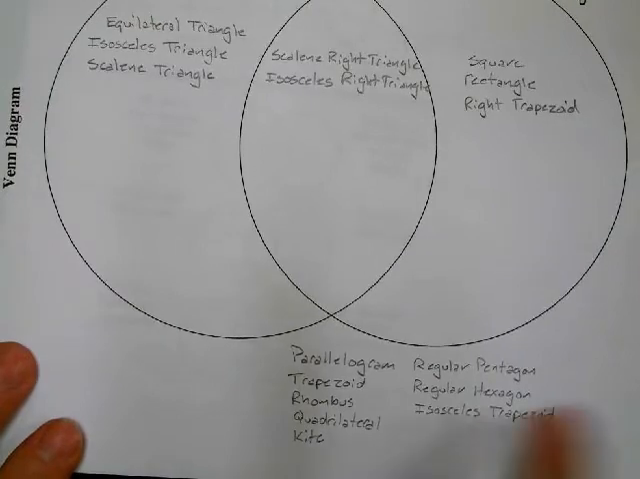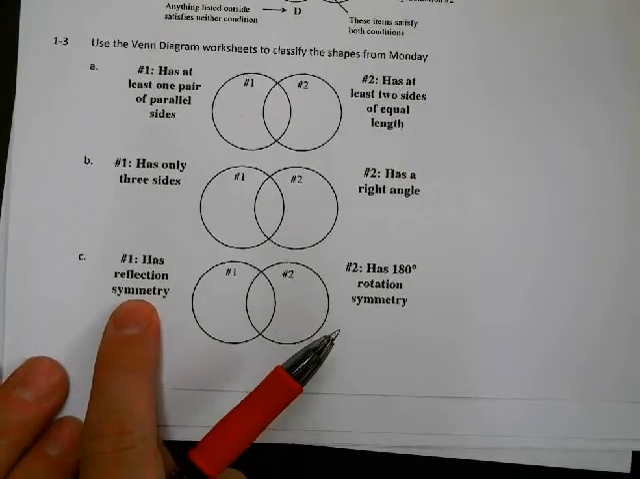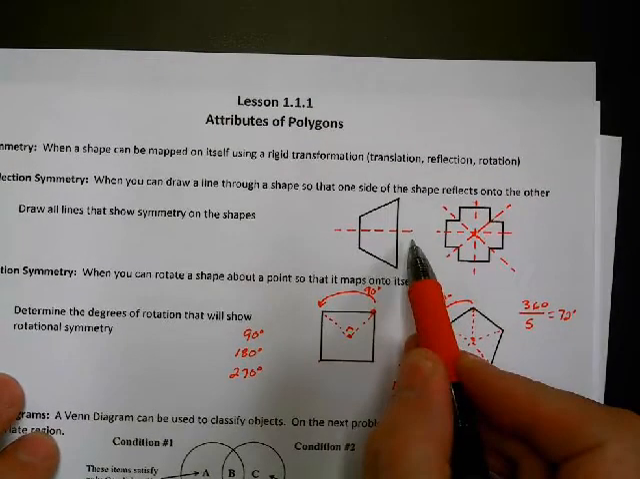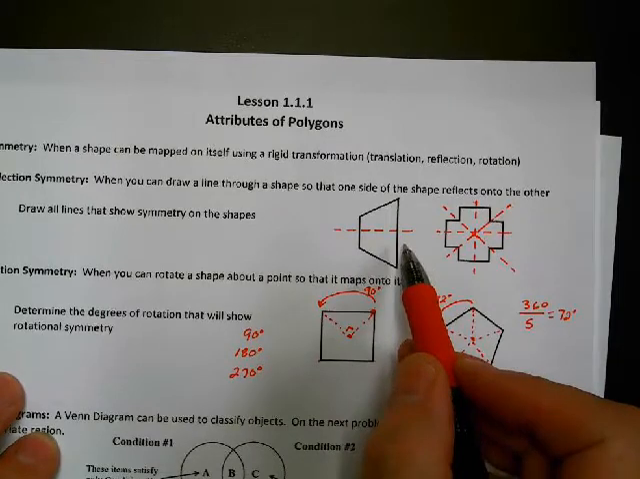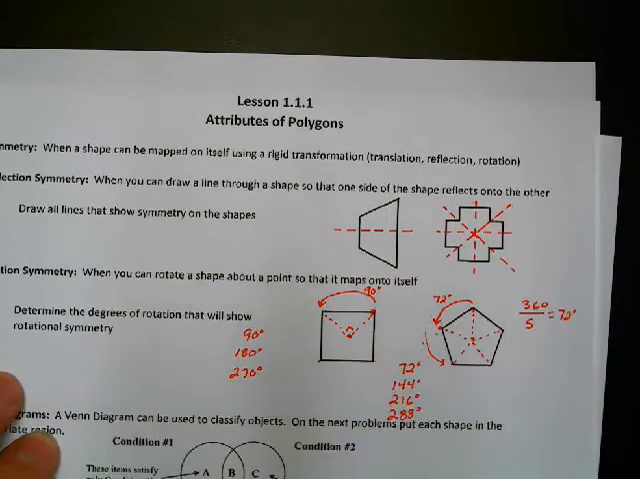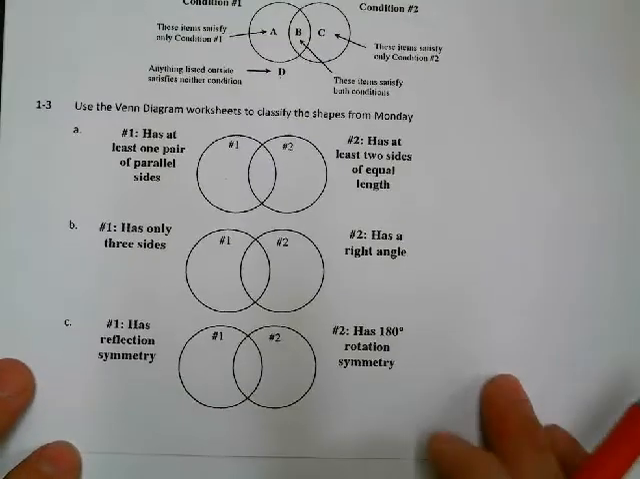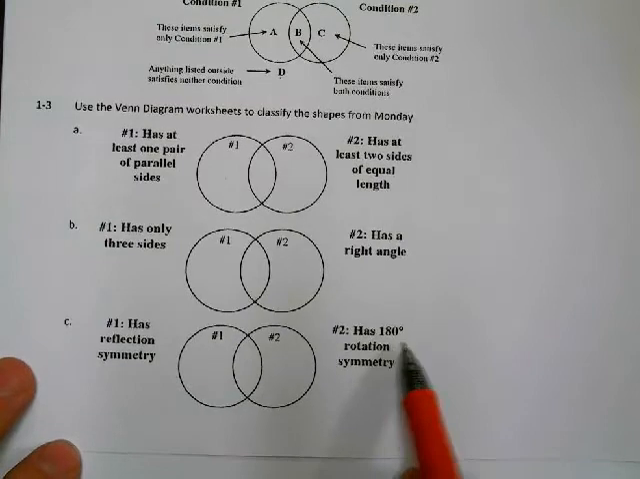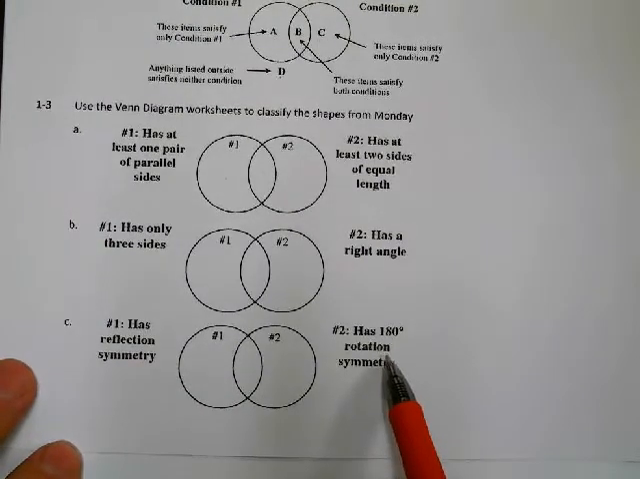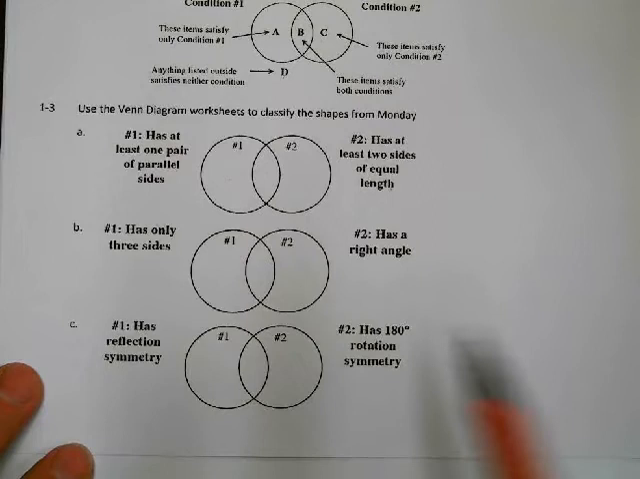Has reflectional symmetry. Okay, reflectional symmetry, what was that? It means if we draw a line, it'll reflect on top of itself. Okay, so it does have reflectional symmetry and has 180 rotational symmetry. Okay, let's just go back to ours and look at them.